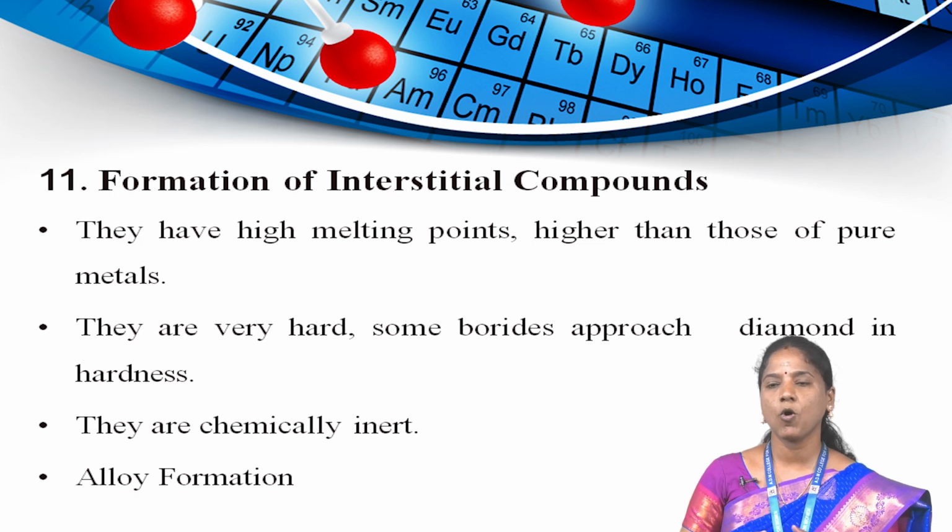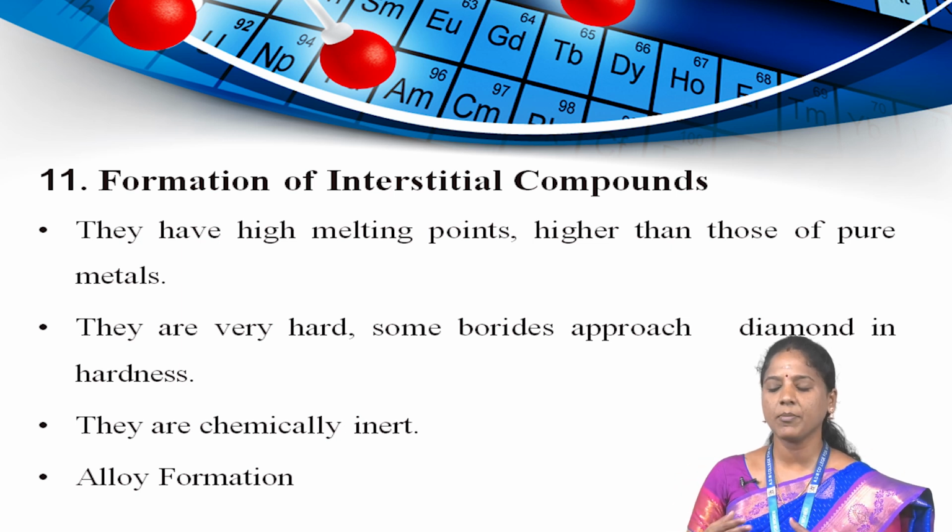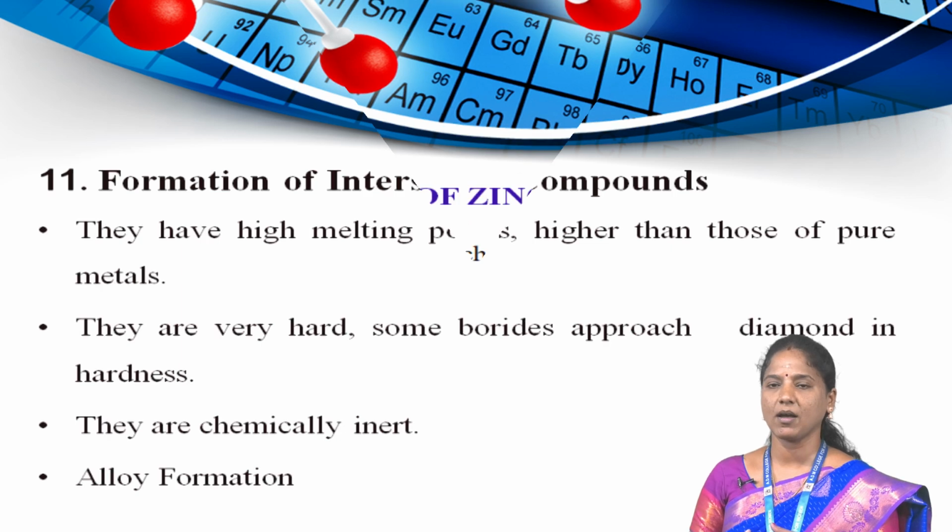An alloy is a homogeneous mixture of two or more metals. Transition metals have approximately the same size of atoms. In the molten form, they can fit into each other's crystalline structure and form a homogeneous mixture, and form the alloys. Example, brass, which is copper and zinc, and bronze, which is copper and tin, etc.